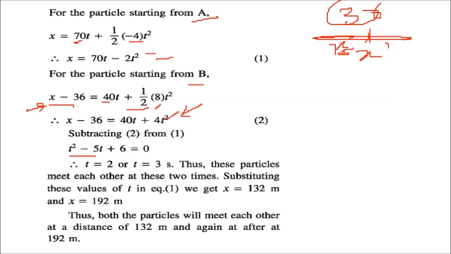You get the equation t square minus 5t plus 6, which is a quadratic equation. I hope that you are able to solve this equation. You get two roots, t equal to 2 and t equal to 3, and because the count of time is 2, these particles meet each other at these two times. When you substitute t equal to 2 in any of the equations, you get x equal to 132 for the first time. For t equal to 3 you get 192. So both particles will meet each other after 2 seconds at distance 132, and at 3 seconds at distance 192.